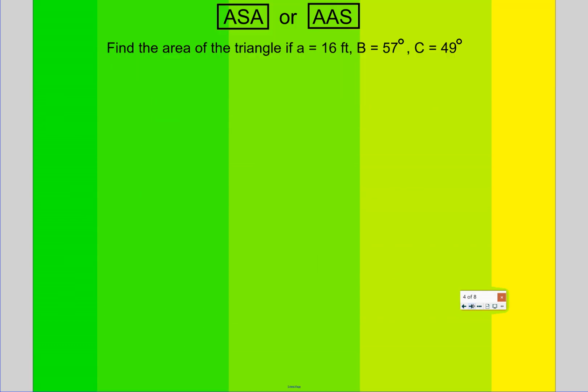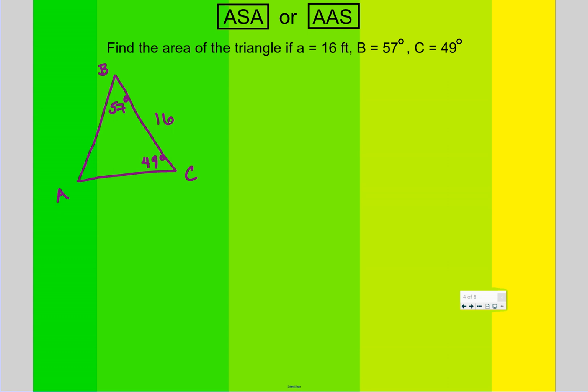Okay, so let's try this one. So let's say you don't have side angle side to start. You have one of these other cases. And we'll draw this picture. You can kind of see the relationship here. So find the area of this triangle ABC. Angle B is 57 degrees. Angle C is 49 degrees. And side A, opposite angle A, is 16.